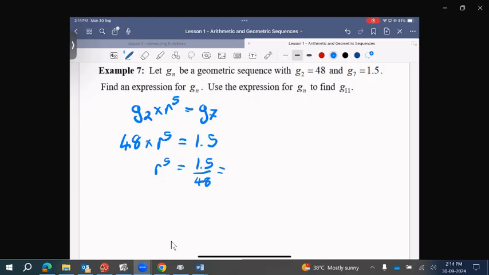Let's use our calculator for that one. 1.5 divided by 48. And then we'll take the cube root. No, the fifth root. So this means we get 0.5.